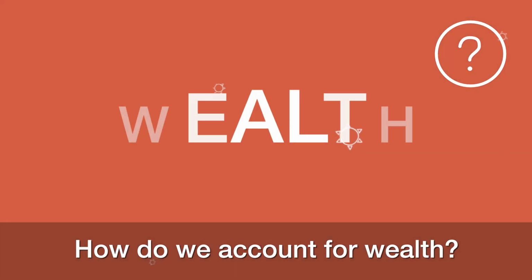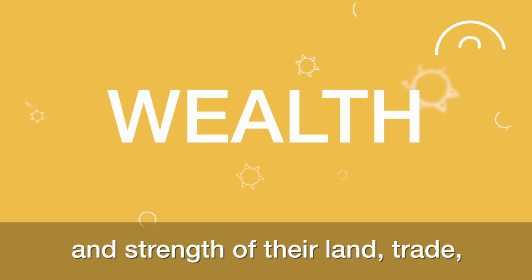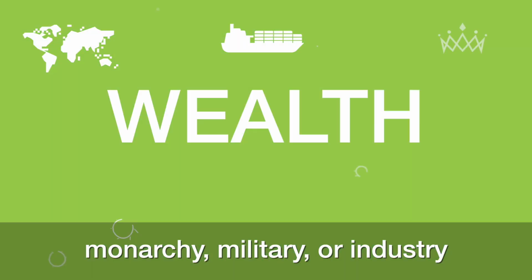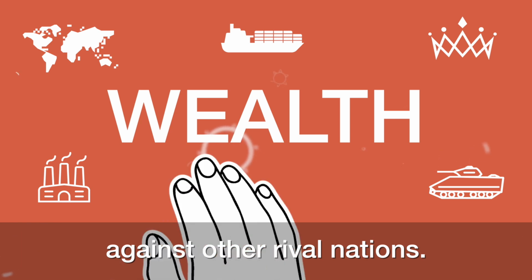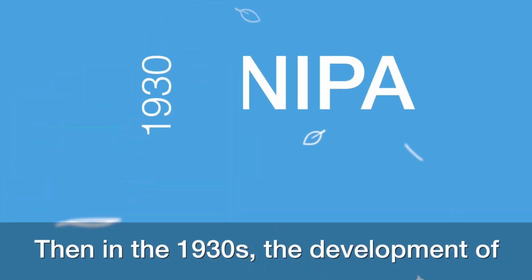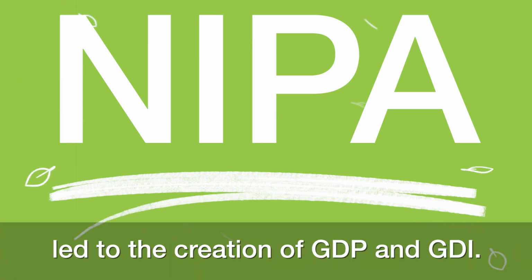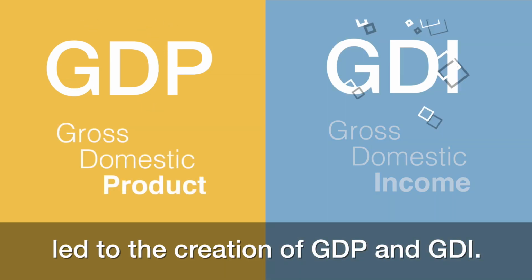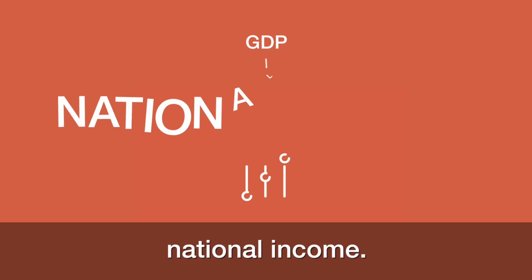How do we account for wealth? Historically, nations compared the size and strength of their land, trade, monarchy, military, or industry against other rival nations. Then in the 1930s, the development of national income and product accounts led to the creation of GDP and GDI. While most countries use GDP as an indicator of economic well-being, GDP primarily measures national income.